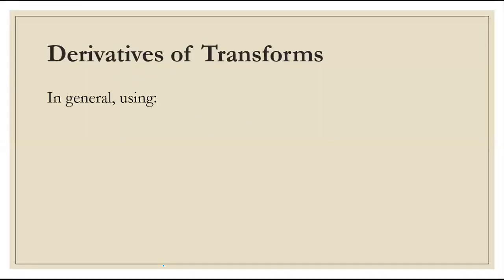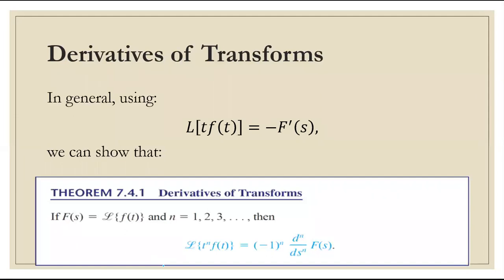Here's the general formula now. If you have t to the power n times f of t, not only t to the power 1, and you need to find the Laplace transform of this product, it's negative 1 to the power n, the same n, times the differentiation of order n of your Laplace f of t.